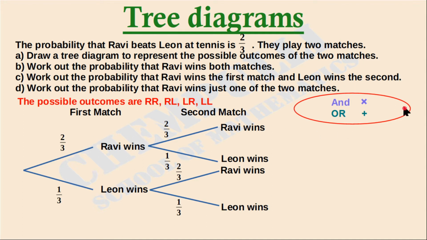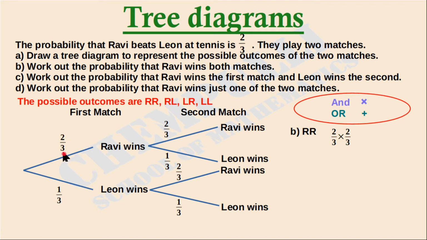Then here in this first problem, work out the probability that Ravi wins both matches. That means first match Ravi wins, second match also Ravi wins. Here RR means R and R. I wrote here only RR. R and R means first match Ravi wins. What is the probability that Ravi wins the first match? That is 2 over 3.